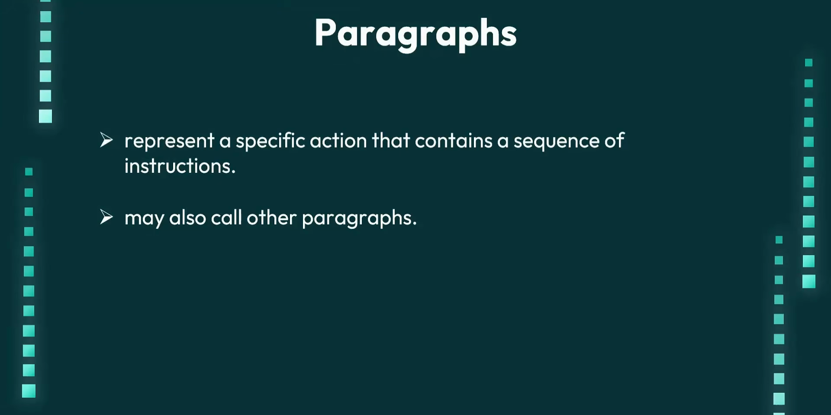Sections can themselves be broken down into paragraphs. Paragraphs are developer-defined and help structure the program. They usually represent a specific action that contains a sequence of instructions. A paragraph may also call other paragraphs.